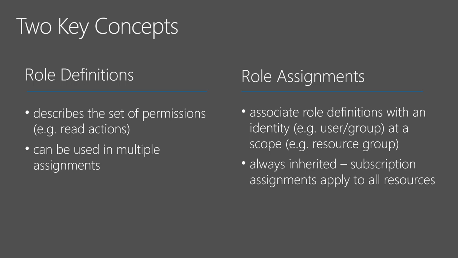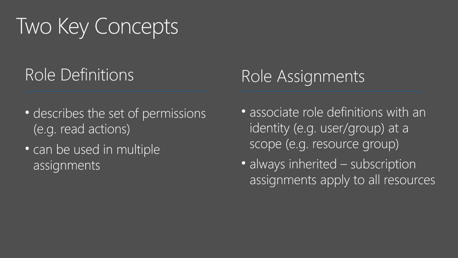So the second concept we really need to dig into here are what we call role assignments. Role assignments associate the role definition that we just spoke about with an identity that can be a user, group, or service principal at a particular scope, which could be subscription scope, resource group scope, or individual resource scope, okay? And these role assignments are always inherited, okay?